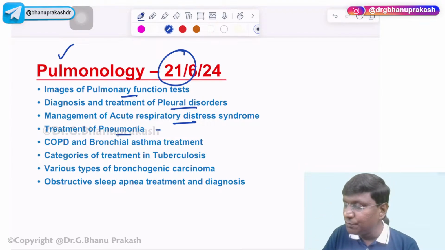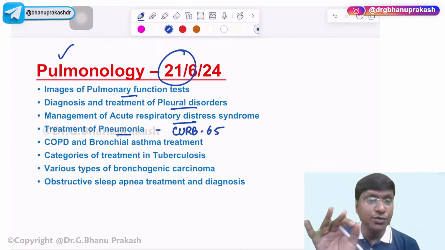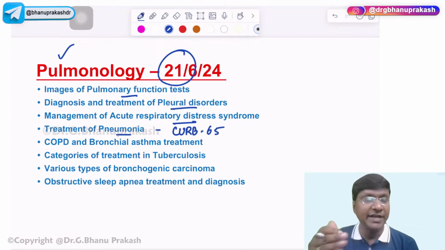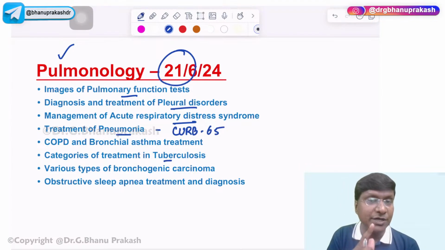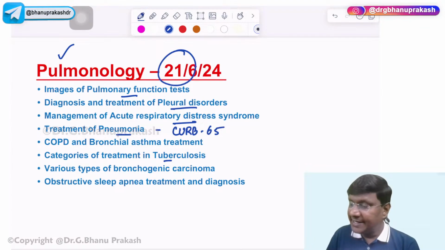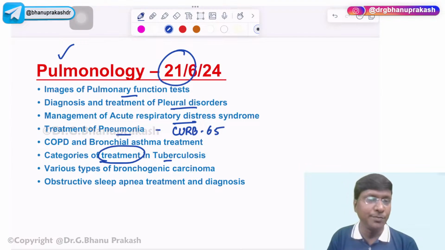Next is treatment of pneumonia, right? That is your CURB-65 score, which is very important. You need to know how to apply the CURB-65 score when a clinical scenario is given to you. Then COPD as well as tuberculosis, COPD and bronchial asthma, the GOLD criteria in COPD, new management strategies in bronchial asthma, very important.